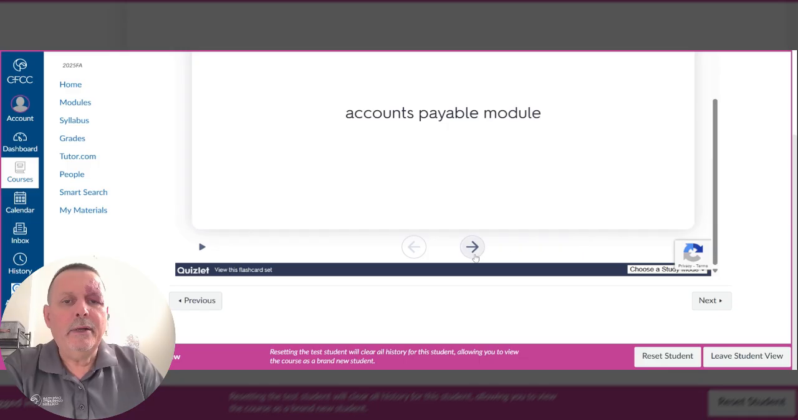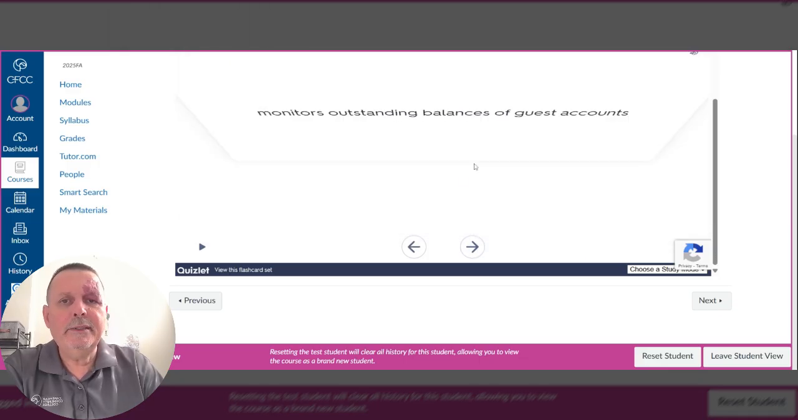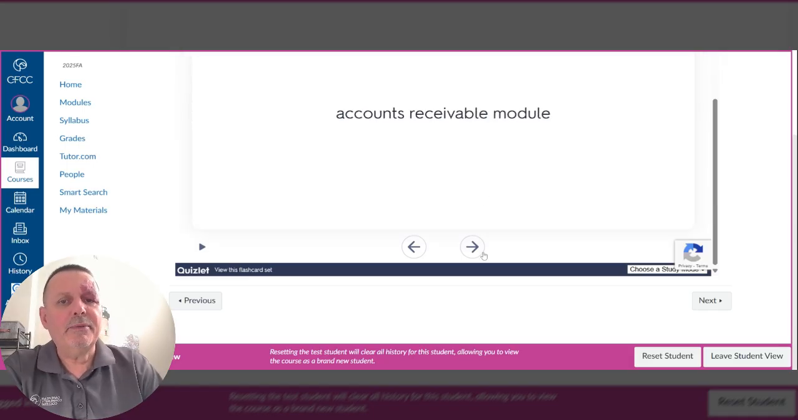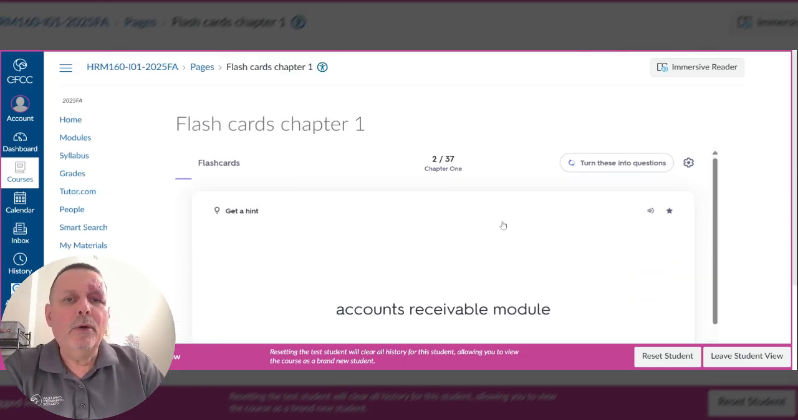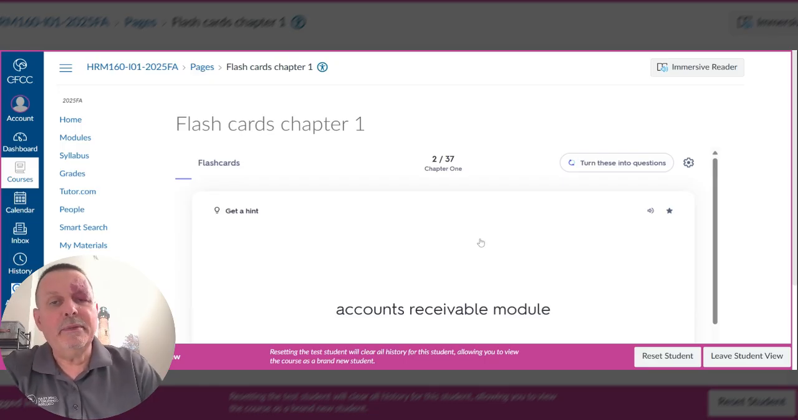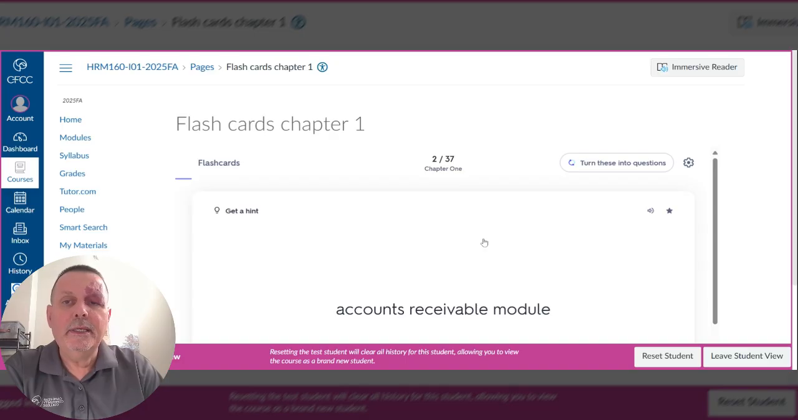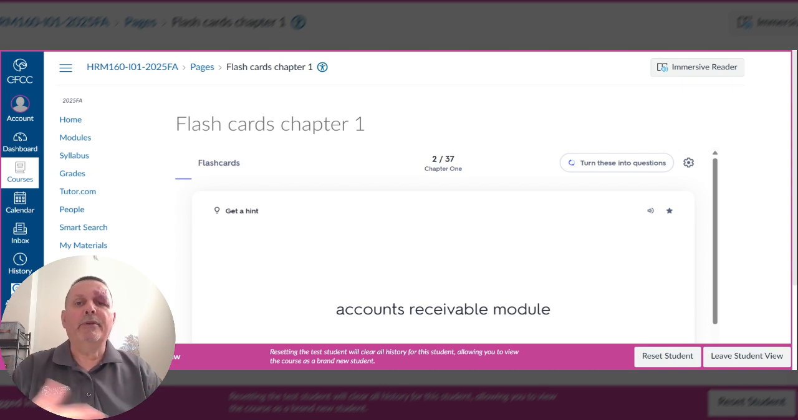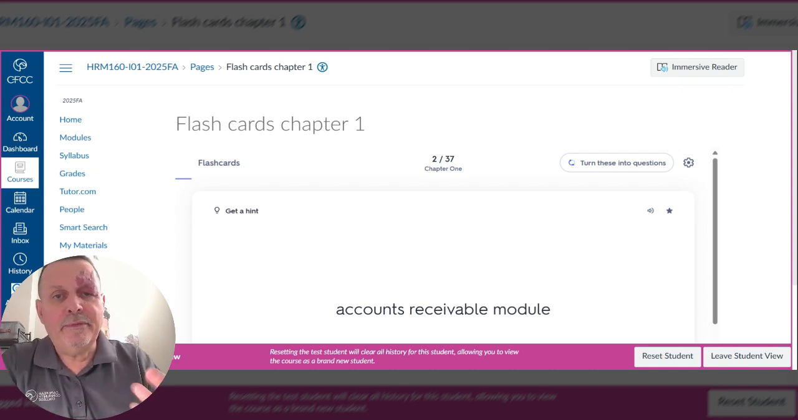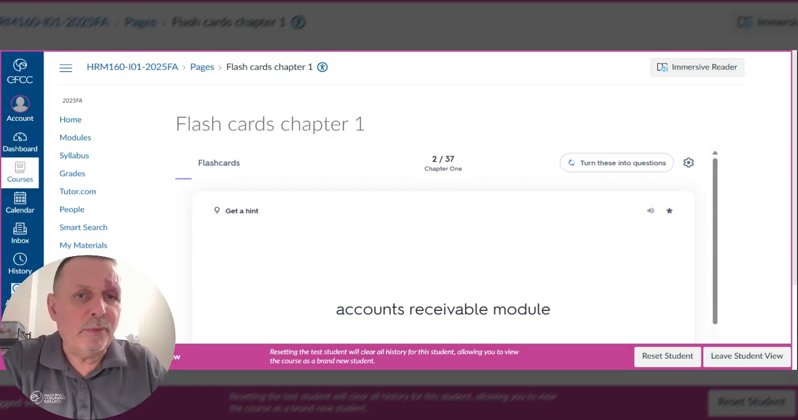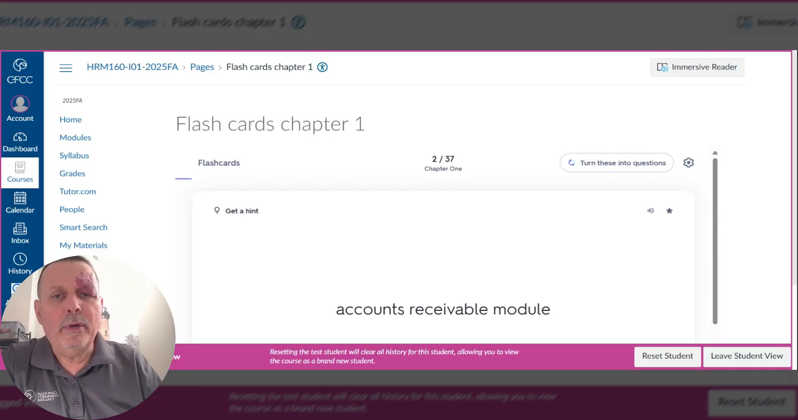So you go down here and you go to the next one if you want to see what that is. The answer is: it monitors outstanding balances of guest accounts, and that is the accounts receivable model. Now, just because there's 37 terms doesn't necessarily mean there'll be 37 terms on the quiz. However, all the information here builds on your knowledge, and you'll find this information one time or another in quizzes, homework, or exams.